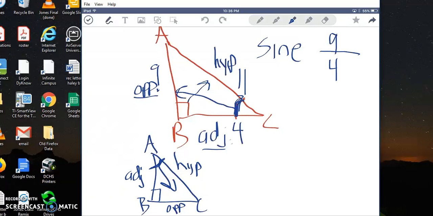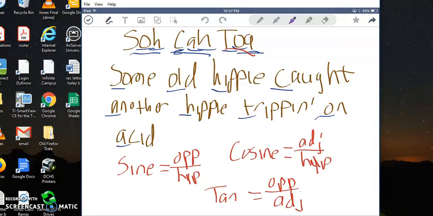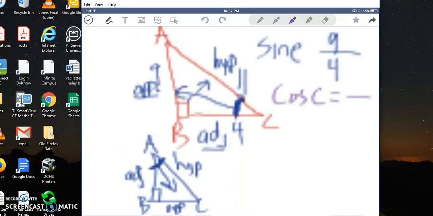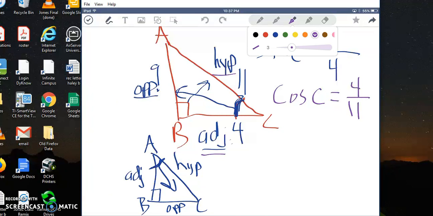Okay, so now let's talk about the cosine. The cosine of the angle C is equal to adjacent over hypotenuse. If we go back, it's adjacent over hypotenuse. So when we go back, the adjacent is the 4, and the hypotenuse is the 11. So 4 over 11. So now let's talk about the tangent.